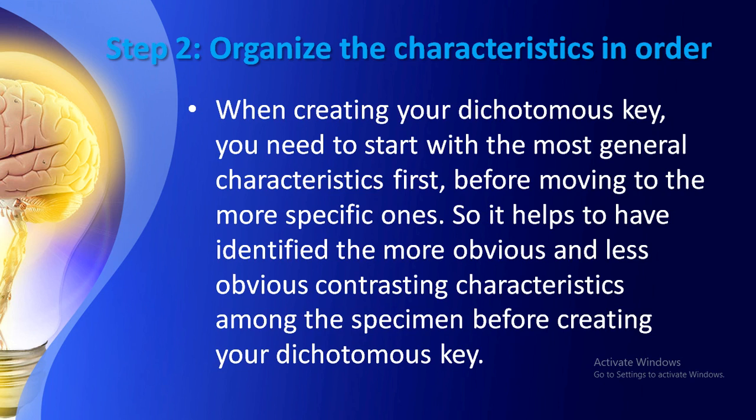So it helps to have identified the more obvious and less obvious contrasting characteristics among the specimens before creating your dichotomous key. So here you have to notice two things. One is the most general characteristics and the other one is the most specific ones. You have to go from general to specific, not from specific to general.